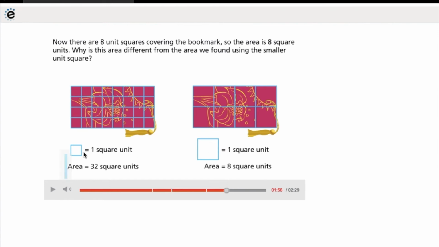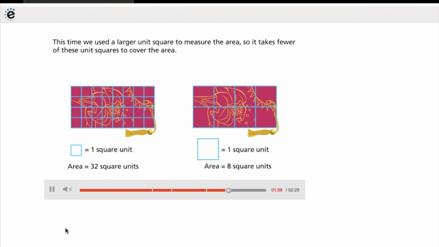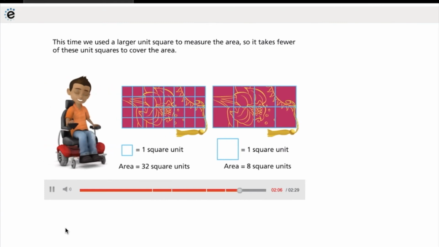So what's the difference between these square units? That's what they're asking. Anything different? We know that one's bigger than the other. This time we used a larger unit square to measure the area. So it takes fewer of these units to cover the area. The size of the unit square determines the area.